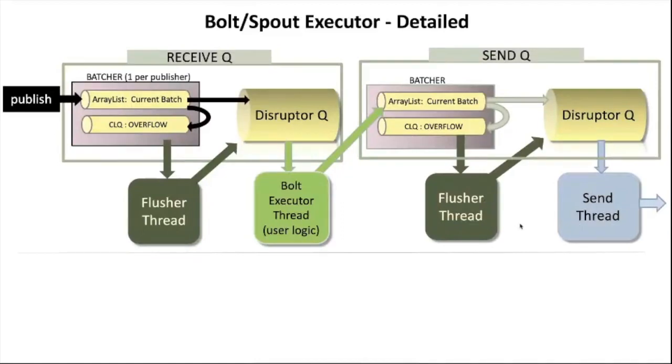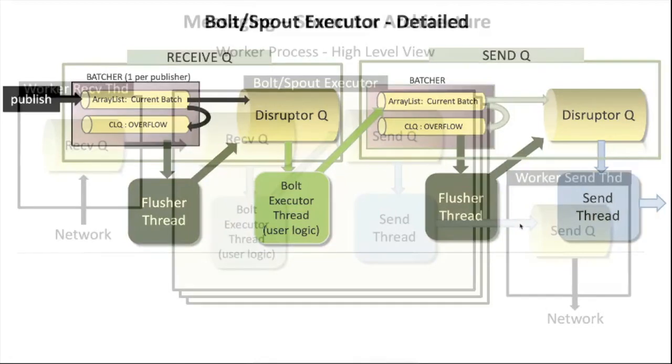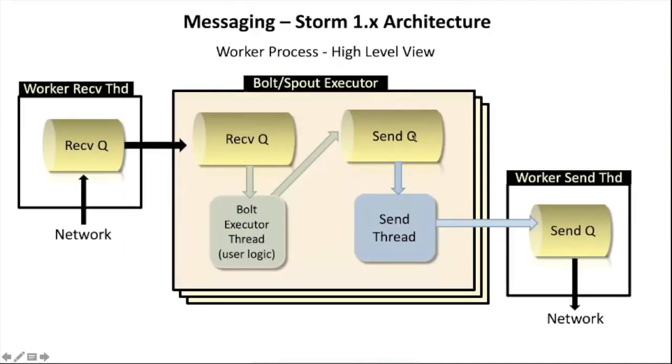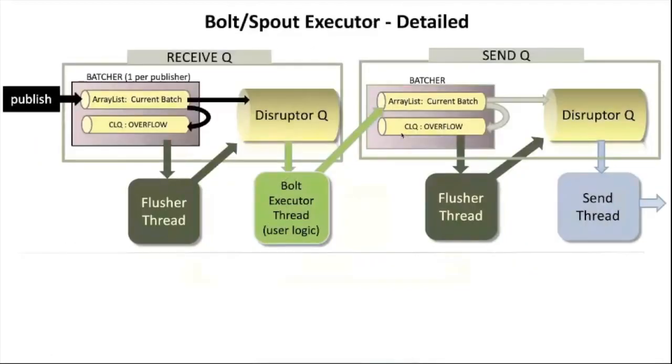Now I've just zoomed into those two queues, the receive queue and the send queue from the previous one. So you see these two queues here. I'm just going to zoom in to show you what was going on there. When there's an incoming write happening in the black thread, that's basically pushing data into an array list kind of a thing, which is to batch things up. And then it would get emptied into the disruptor queue in one go in a single batch.